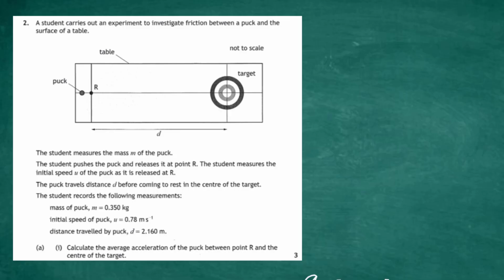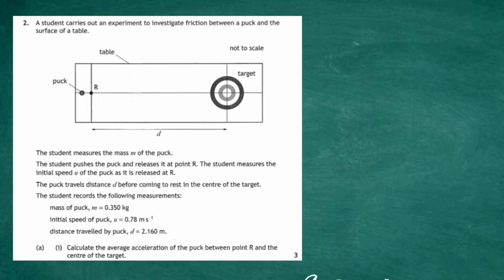Question 2 from Section 2 of the 2022 Higher Physics Examination from the SQA. A student carries out an experiment to investigate friction between a puck and the surface of a table. The student measures the mass m of the puck, and pushes the puck and releases it at point R. The student measures the initial speed u of the puck as it is released at R, and the puck travels a distance d before coming to rest in the centre of the target.